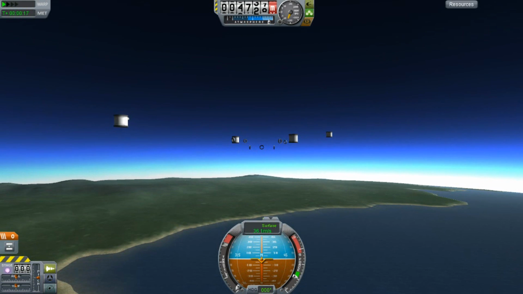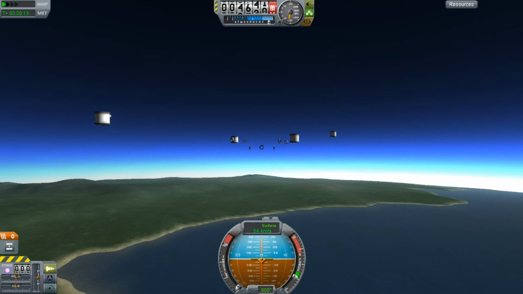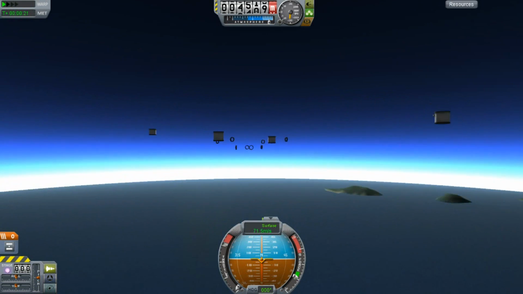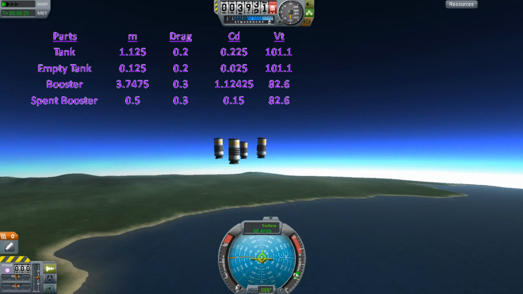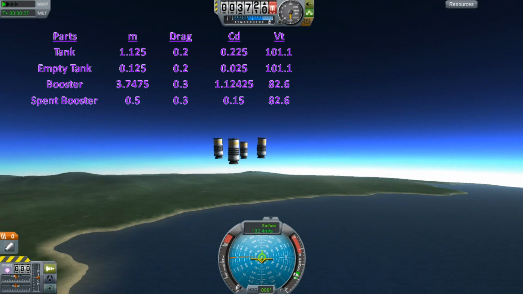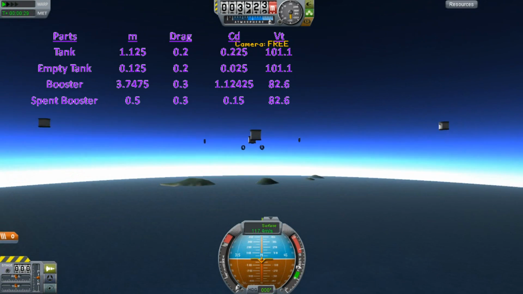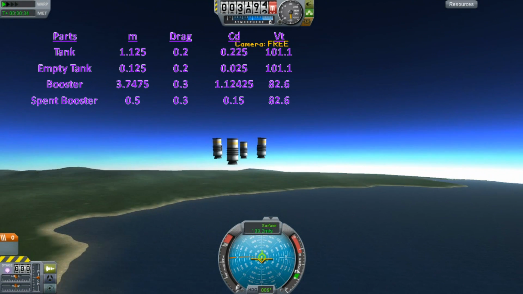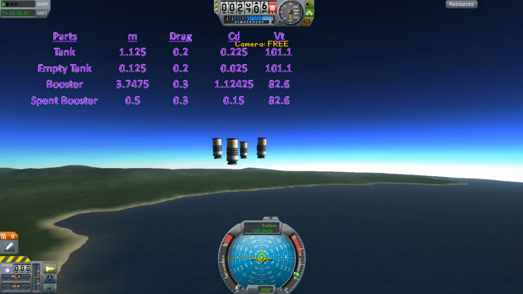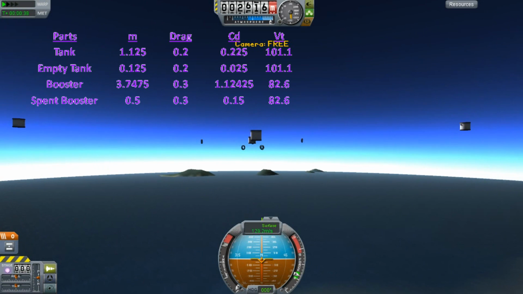So we're launching a sounding rocket, Tester Air Drag 1, to demonstrate this concept. And here's the table of values we'd use to calculate the terminal velocity, and as you can see, the empty fuel tanks and the boosters have the same terminal velocity as their full counterparts, whereas in real life the full tanks would have a higher terminal velocity.